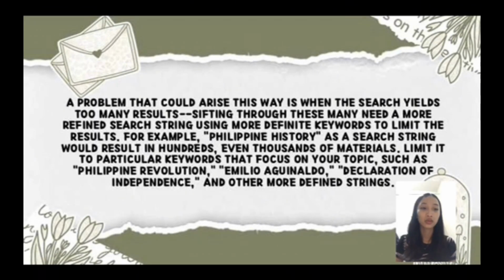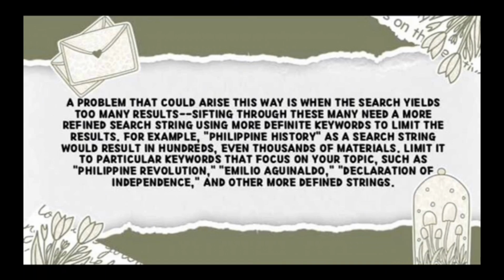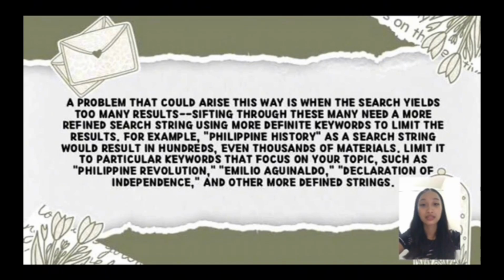Next, a problem that could arise this way is when the search yields too many results. Sifting through this may need a more refined search string using more definite words to limit the results. For example, Philippine history as a search string would result in hundreds, even thousands of materials. Limit it to particular keywords that focus on your topic, such as Philippine Revolution, Emilio Aguinaldo, Declaration of Independence, and other more defined strings. So here it addressed the common challenge in historical research, the abundance of search results.